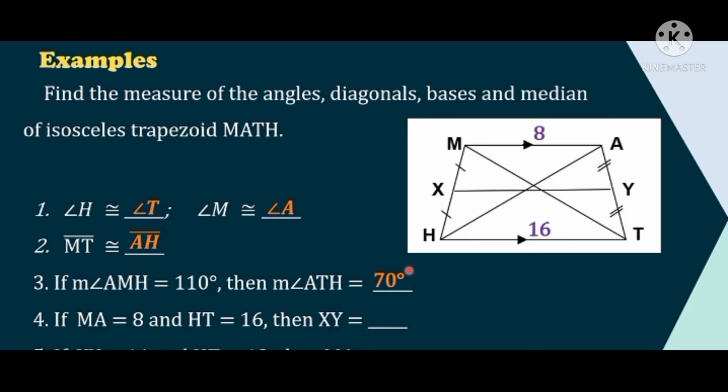Number 4. If segment MA equals 8 and segment HT equals 16, then what is XY? Remember that segment XY is the midline of the trapezoid. That means we need to find 1/2 of the sum of the bases. So we have 8 plus 16 is 24, and 1/2 of it, or divided by 2, the answer is 12.